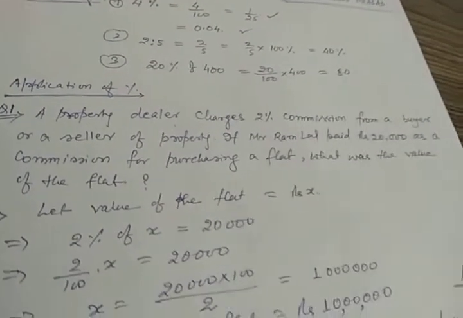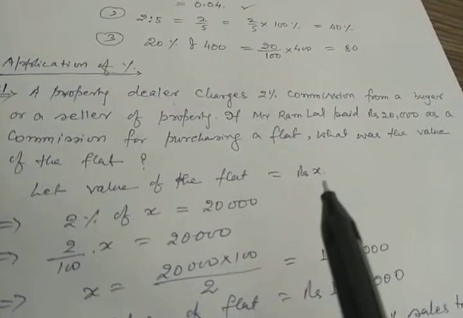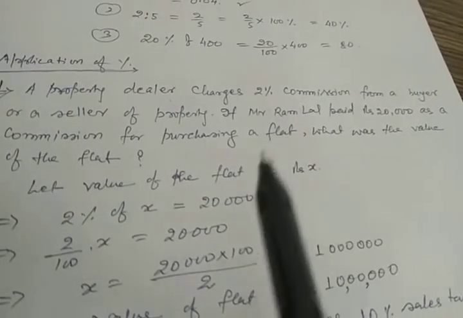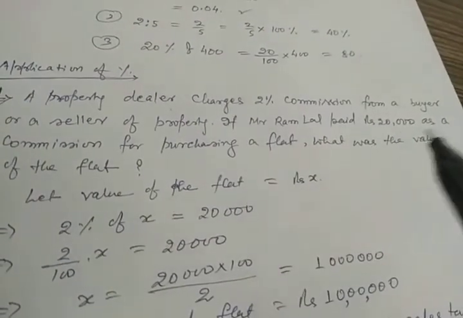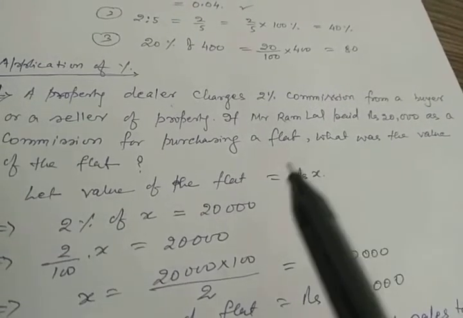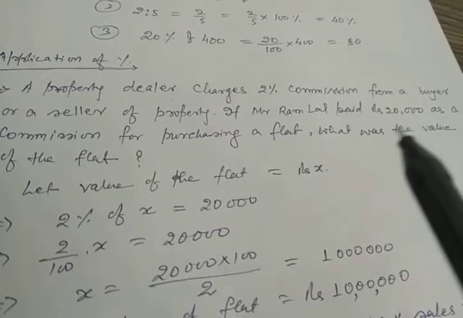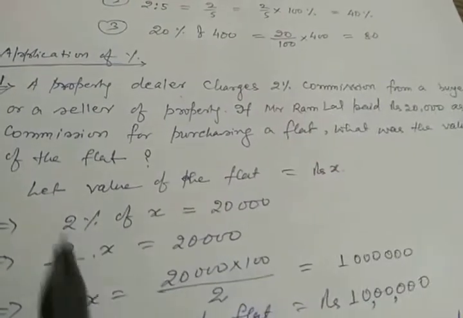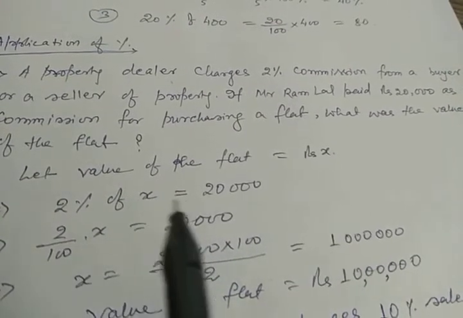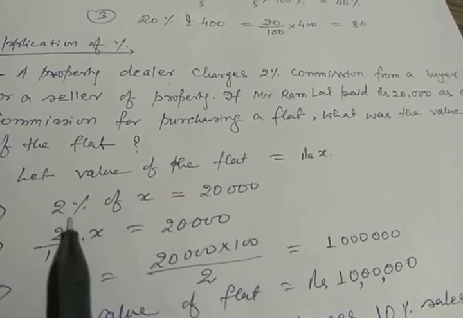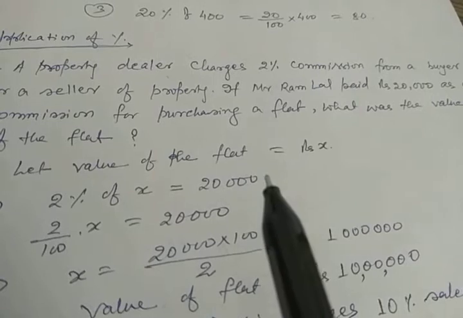Clear? So, at first we suppose that the value of the flat is rupees X. It means on this amount we have to charge the commission of 2%, and the amount of commission is 20,000. This is the value of the flat, and this is the commission, and the amount of commission is 20,000. So we can write that 2% of X is 20,000. I mean 2% of the value of the flat is called commission, and that commission amount is 20,000.